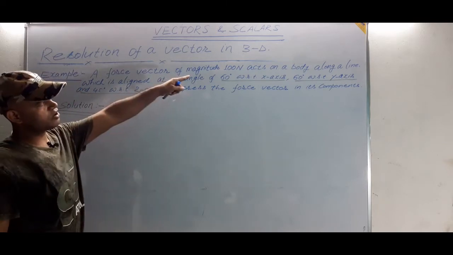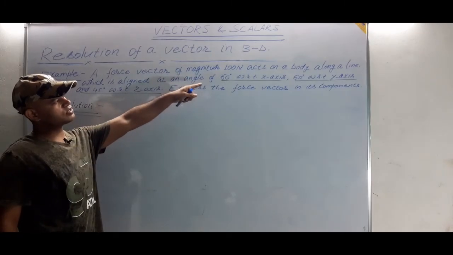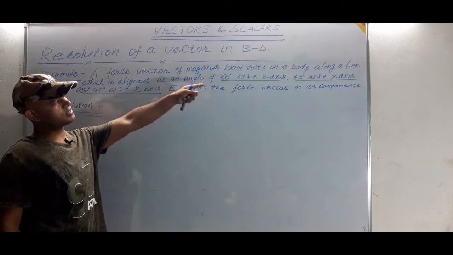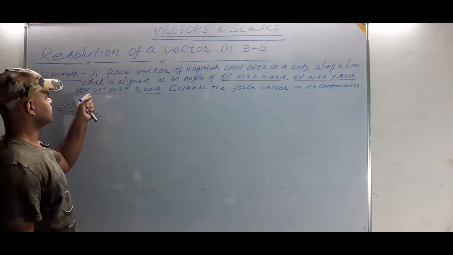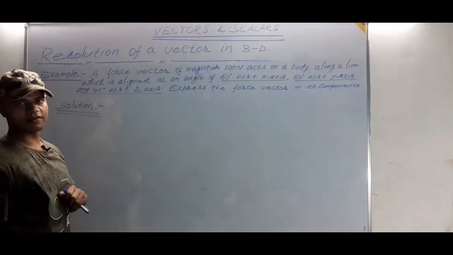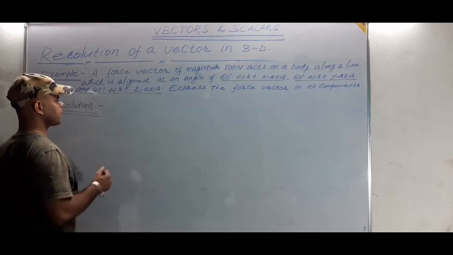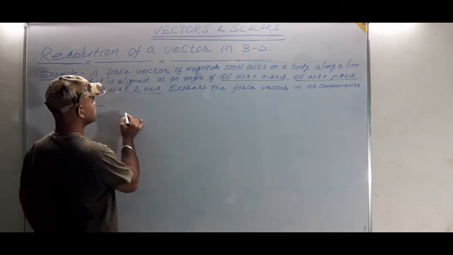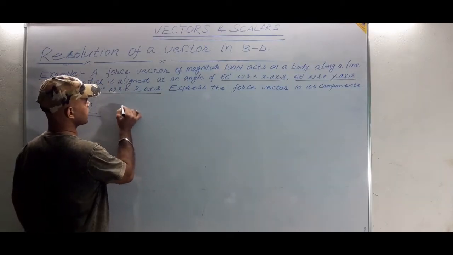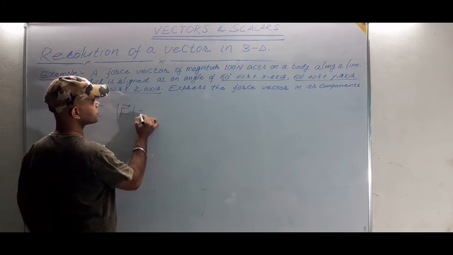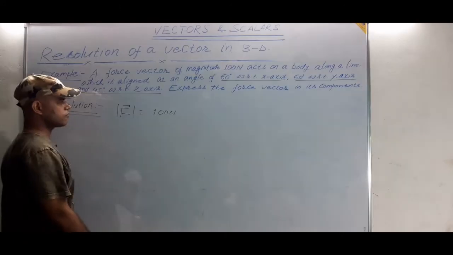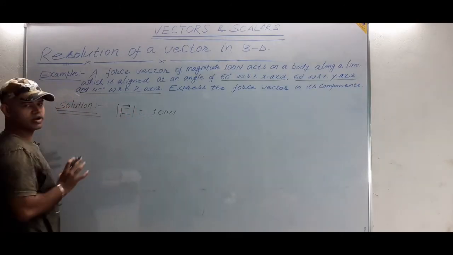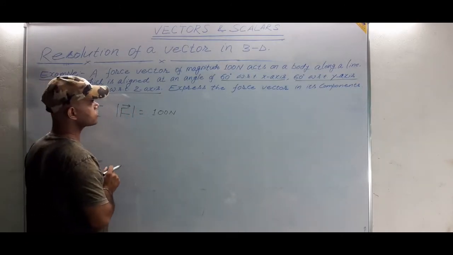The magnitude is 100 newtons and the angles with respect to x-axis, that is alpha, is 60 degree, with respect to y-axis, that is beta, is 60 degree, and with respect to z-axis, that is gamma, is 45 degree. So let's find it. Let me call this vector as F vector. F vector, magnitude of this vector is given as 100 newtons, right? Newton is the unit of force. So F vector is 100 newtons, mod of this magnitude.